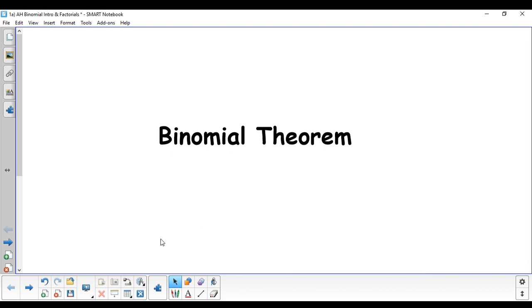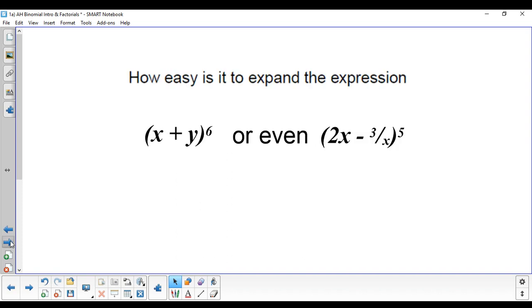Binomial theorem. We're going to start a new section. This is kind of standalone. You might see the notation appear again at later times, but overall this is a standalone set of questions. So how easy is it to expand these expressions?